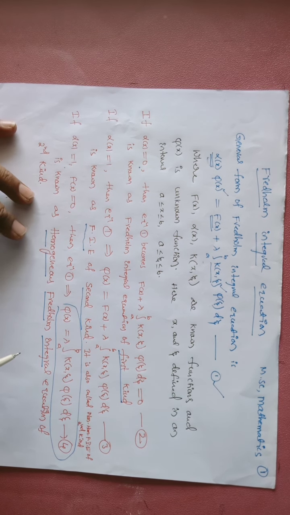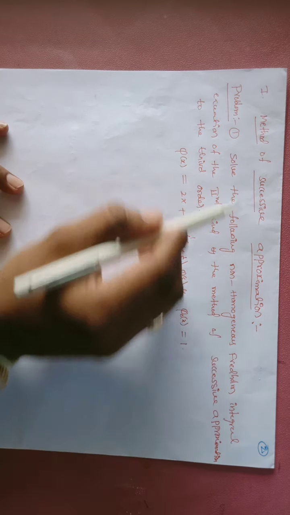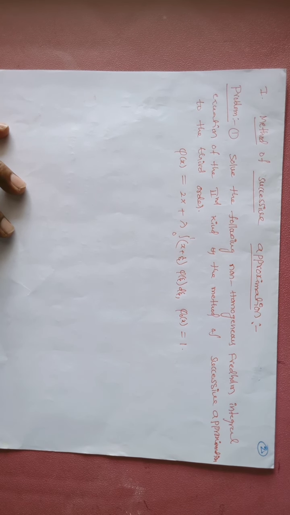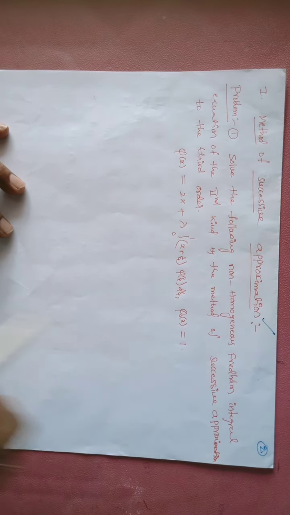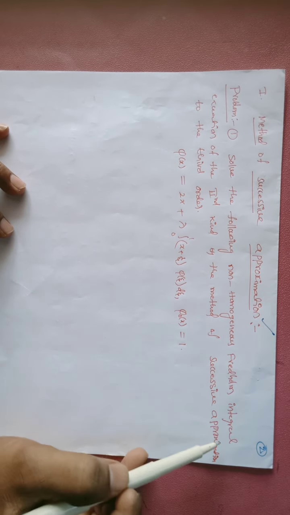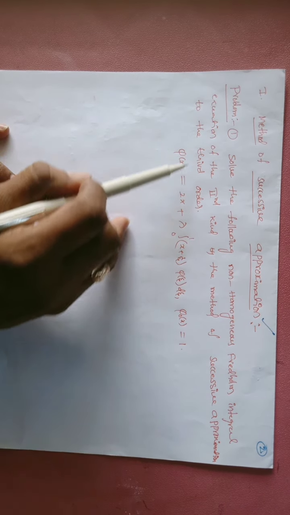Now we are going to solve such types of Fredholm integral equations. For finding the solution of a Fredholm integral equation, we can use many methods. Firstly, we discuss the method of successive approximation. This is one of the best methods for solving Fredholm integral equations. Now I am taking one problem: solve the following non-homogeneous Fredholm integral equation of the second kind by the method of successive approximation to the third order.